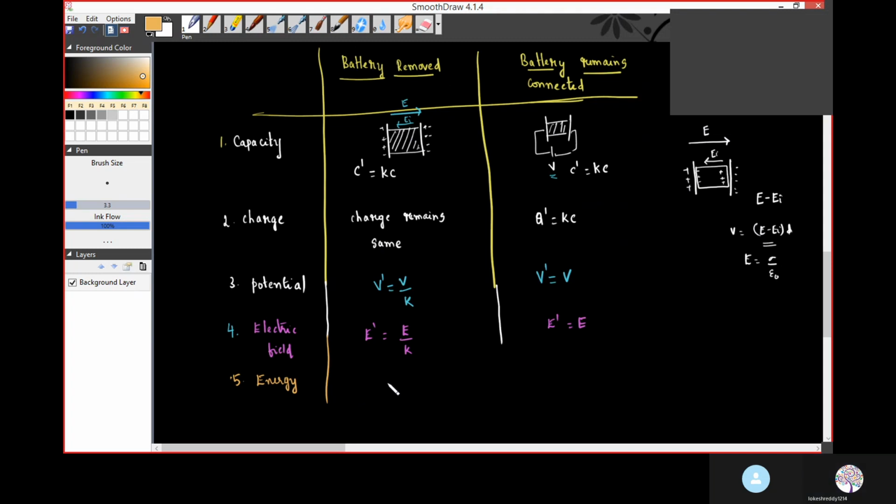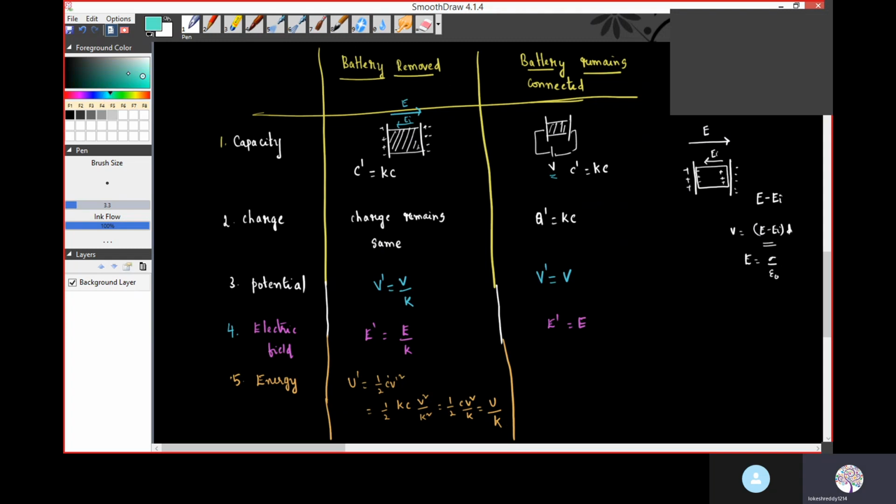Now here the energy U dash is equal to half C dash V dash square. That is half into Kc into V dash, which is V by K, squared. That equals half CV square by K, that is equal to U by K.